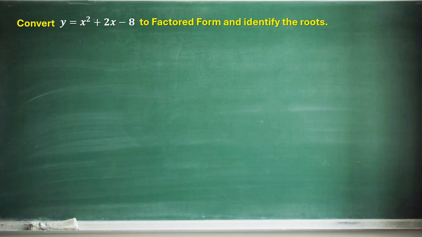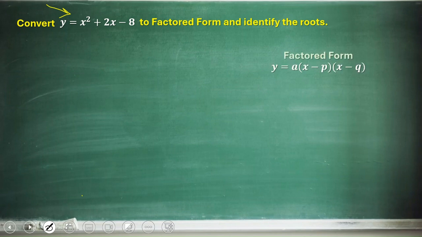It's your friendly math tutor, Miss C here, to unlock the magic of converting general quadratic form to factored form and then to identify the roots. So here we go. We have the equation y equals x squared plus 2x minus 8. This is in general form or standard form. We are going to be trying to get it into factored form, which looks like this.